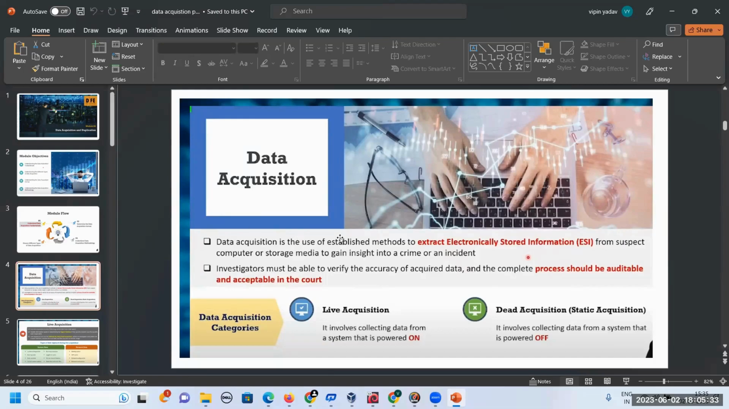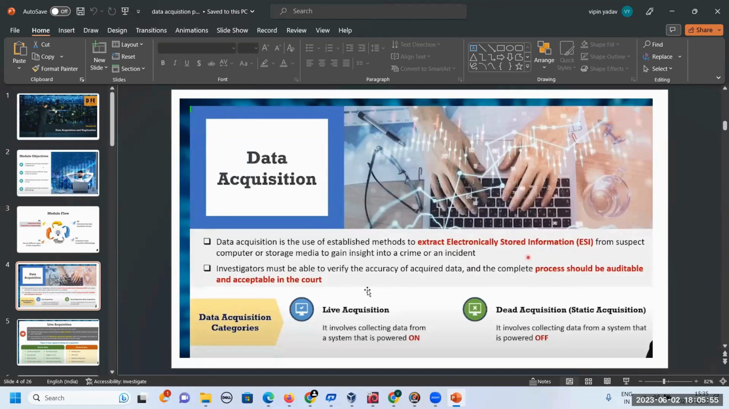Here one term is there, electronically stored information. Basically it is talking about those devices which are electronically controlled and which also have storage ability. So the short form is ESI.